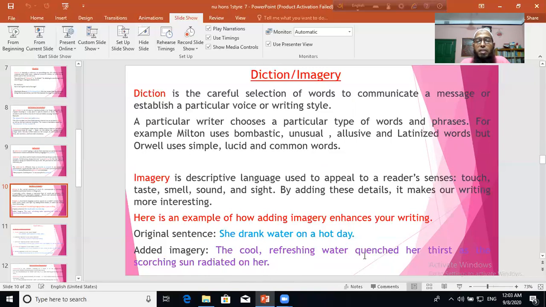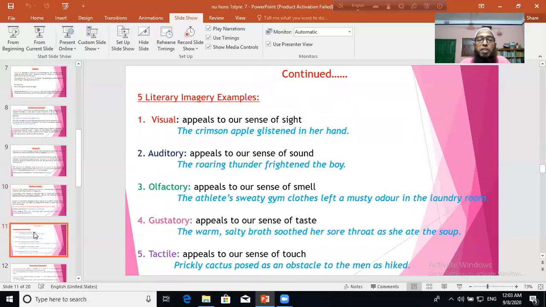When we read this sentence, we feel that we are seeing the cool, refreshing water quenched her thirst as the scorching sun radiated on her. So it's a very picturesque description here. So that is an example of image, I mean imagery, use of images.